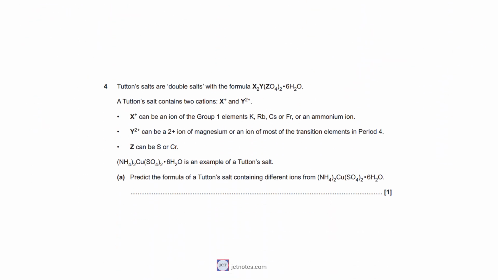Question 4 is about Tutton salts, which are double salts with the general formula X2YZO4, 2, 6H2O. A Tutton salt contains 2 cations, X+ and Y2+. The X+ ion can be a group 1 ion such as potassium, rubidium, cesium, or francium, or it can be an ammonium ion. The Y2+ ion can be magnesium or a 2+ ion from most of the transition elements in period 4. Z can be either sulfur or chromium. An example of a Tutton salt is ammonium copper sulfate hexahydrate, (NH4)2CuSO4, 2, 6H2O.